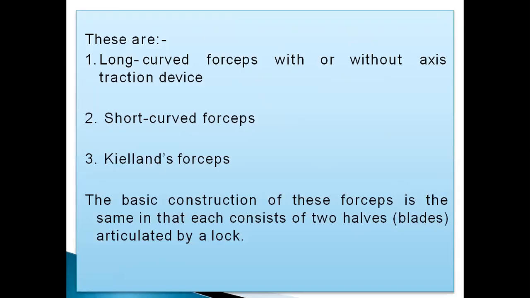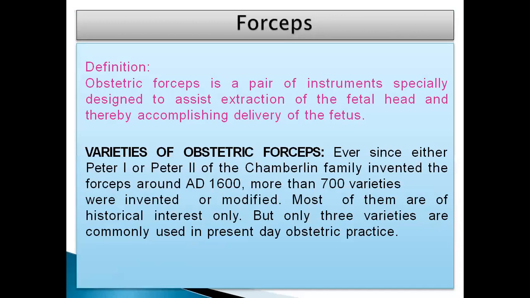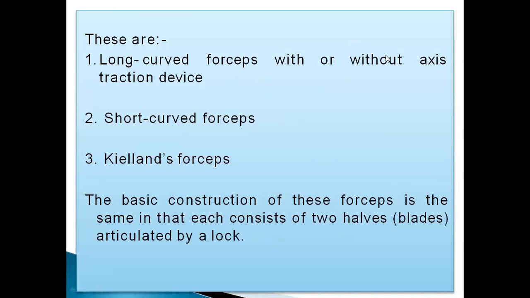Okay. And what is the definition of forceps? It is a pair of instruments, used especially for extraction of the fetal head, and after that delivery will be accomplished. Different varieties of forceps are available. The most commonly used is long curved forceps, with or without axis traction, even short curved forceps and Kielland's forceps. We should remember long curved forceps with or without axis traction, short curved forceps and Kielland's forceps. Okay. Now the general structure you have to remember.